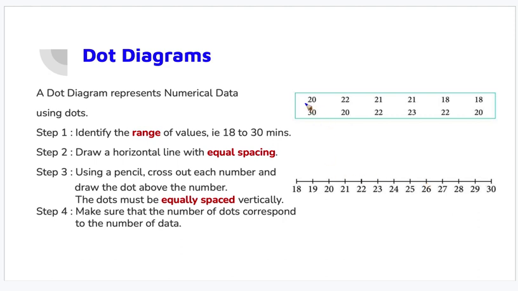Right, so now what we do is we cross out the values and transfer them into a dot on the line. 20 and 22. We can do two numbers at one time. 21, 21. Don't do too many, or else it can be confusing. Alright, 18, 18. Then 30, 20. Make sure that the dots are about the same size and equally spaced out. 22, 23. And then 22, 20.